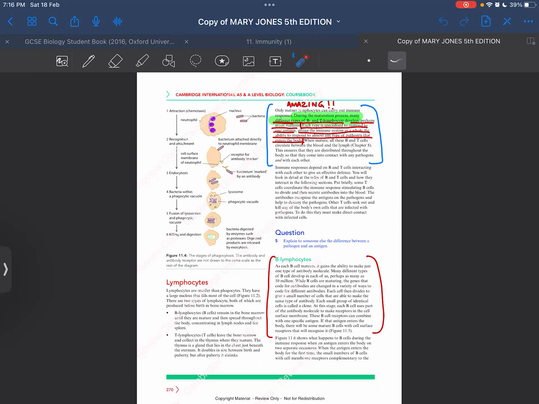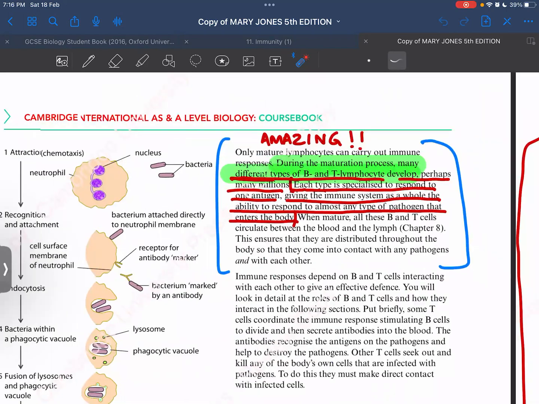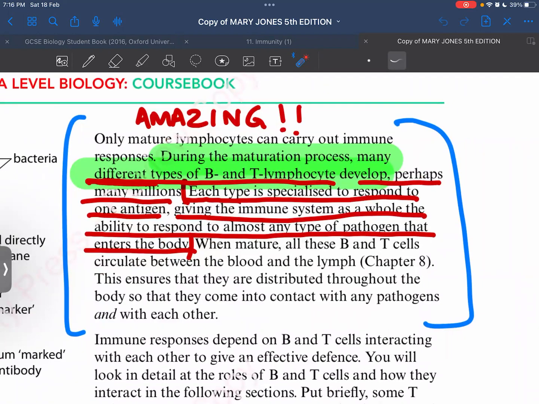Let's read that part of your textbook, and to me that's the most amazing part of this immune function. ठीक है? इसमें क्या लिखा हुआ है? Only mature lymphocytes can carry out an immune response. During the maturation process, यानी कि B cell bone marrow में mature हो रहा है और T cell जो है वो thymus में mature हो रहा है. So during the maturation process, many different types of B and T lymphocytes develop, perhaps many. Each type is specialized to respond to one antigen, giving the immune system as a whole the ability to respond to almost any type of pathogen that enters the body.